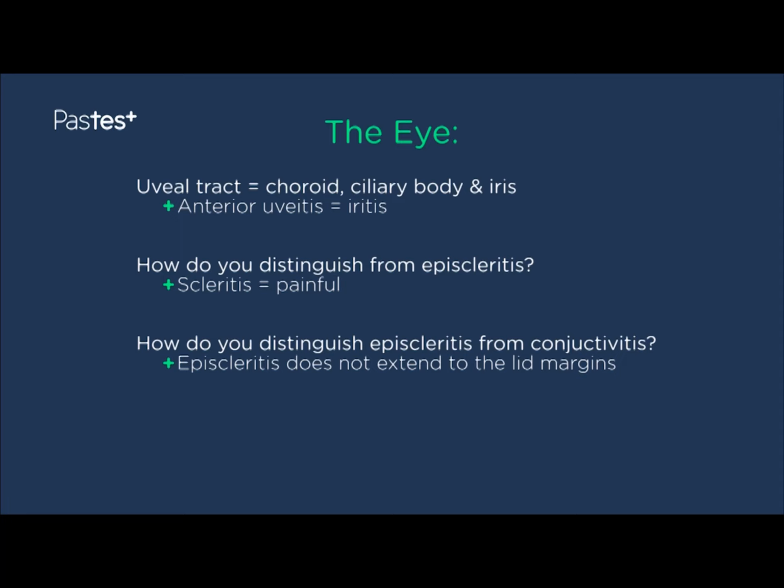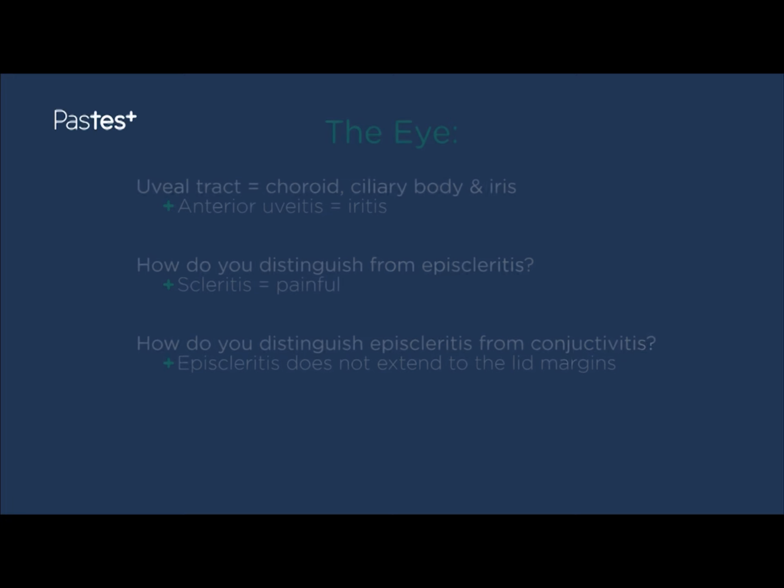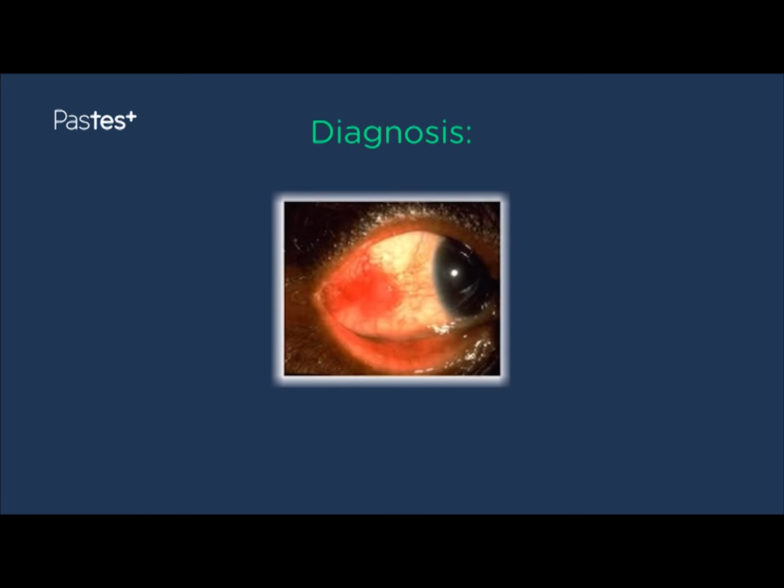And how do you distinguish episcleritis and scleritis from, for example, conjunctivitis? And the clue here is that episcleritis only affects the episclera, so it does not extend to the lid margins where the conjunctiva does. Conjunctivitis, on the other hand, if you were to pull down the lid, would affect the lid margins. If you look at this patient, the eye here, you can see that this is episcleritis, where there is the redness around the sclera, and it's the episclera, but the lid looks normal.